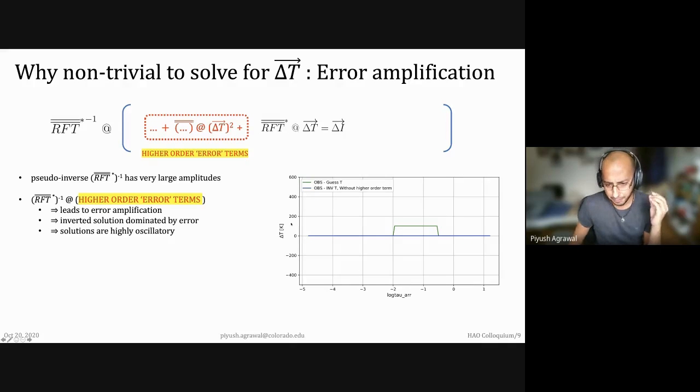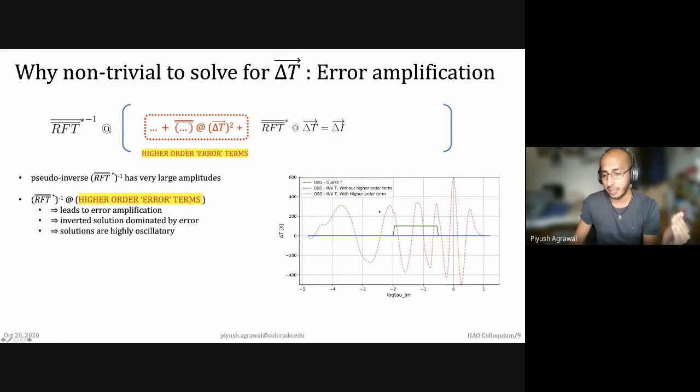In this plot, you have delta t on the y-axis, and the x-axis is your depth. If you did not have any error in your system, no matter how you compute your pseudo inverse of the matrix, there is no error amplification, and you can perfectly solve your system, which is depicted by this blue line. But the moment you add error into your system, those errors will be amplified, and your solution will be dominated by those errors.